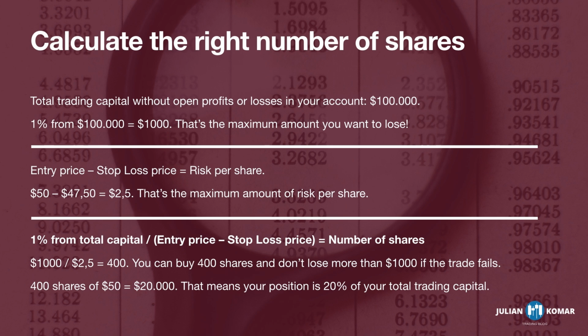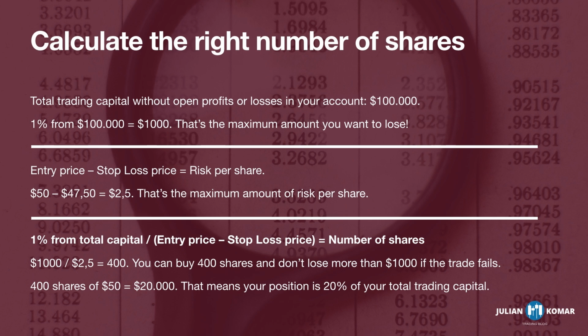And now that's very easy to do the calculation, because now we can take this 1,000 and divide that by the $2.50. Because what we want to lose as a maximum is the 1,000 US dollars, and per share, we only want to lose $2.50. So now when we divide the 1,000 through $2.50, we get 400. And that means we can buy 400 shares and lose not more than 1,000 US dollars if we get stopped out.